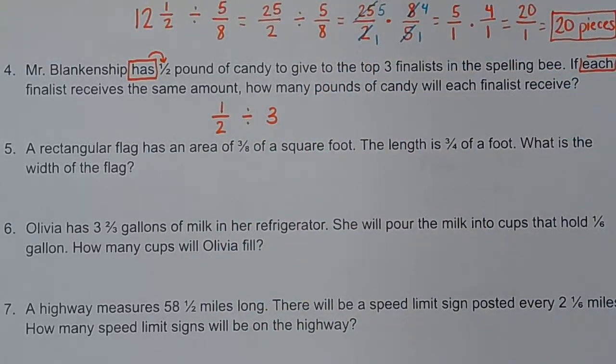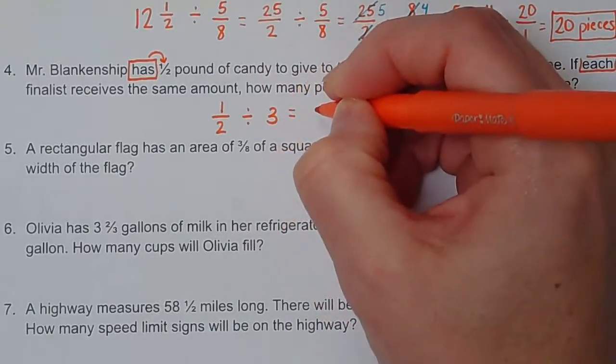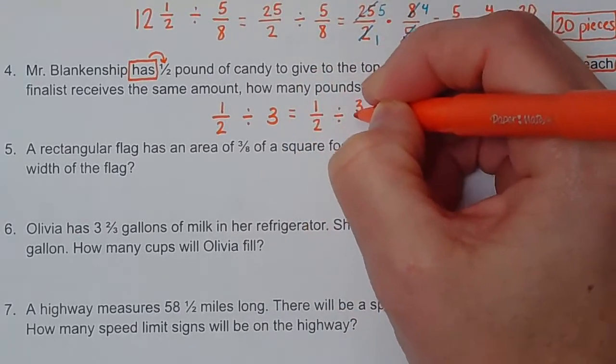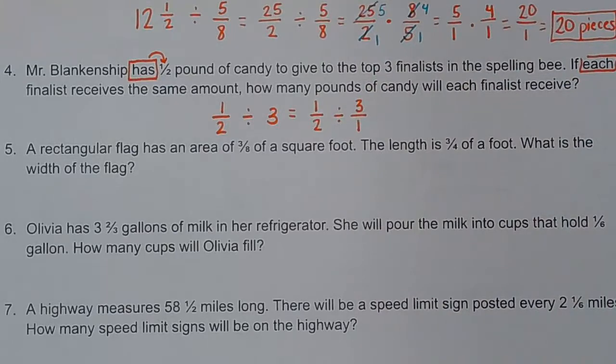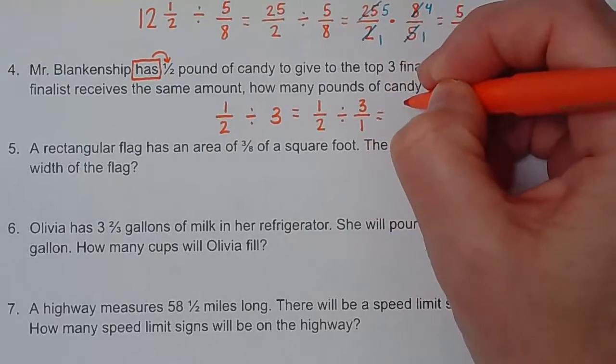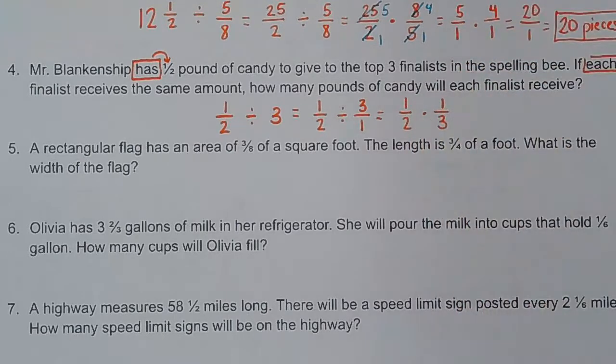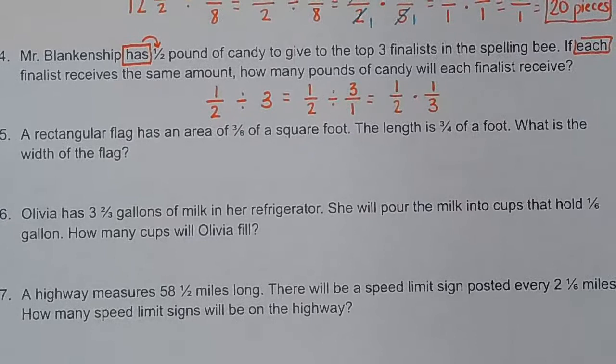Now remember, you can't solve it like that. We need to rewrite it. So 1/2 divided by, change that to 3 over 1. Now you can keep, change, flip. So 1/2 times 1/3. And then you would just solve it. Okay? I want to jump down to 5 real quick.